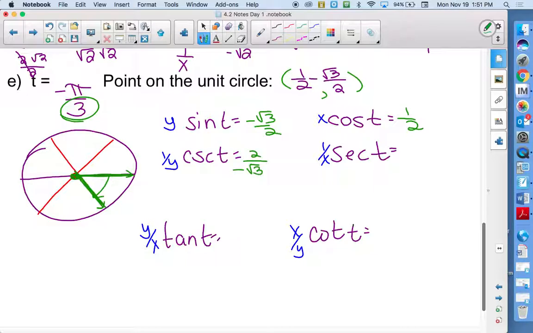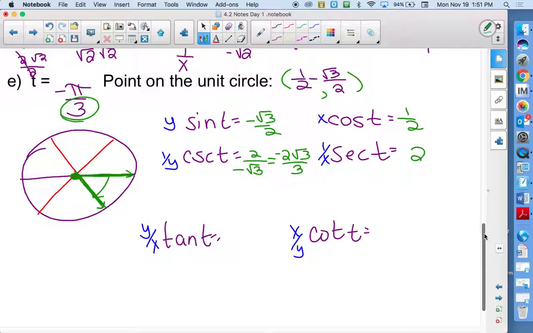So Virginia, if we have 2 over negative square root of 3 for the cosecant, what does that reduce to then? It would be negative 2 square root of 3 over 3. Perfect, negative 2 square root of 3 over 3. The cosine is 1/2, so Virginia, the secant would be 2. And notice both of them are positive because they have a positive x. The 4th quadrant has a positive x.